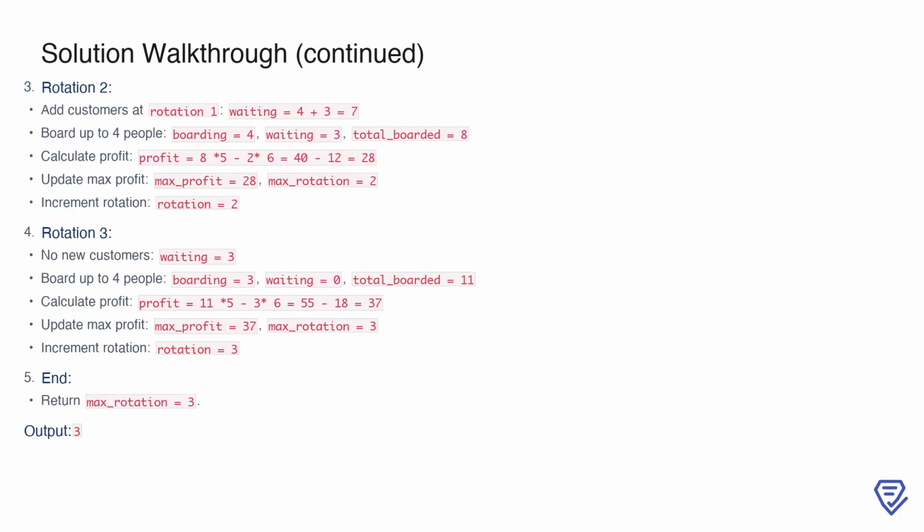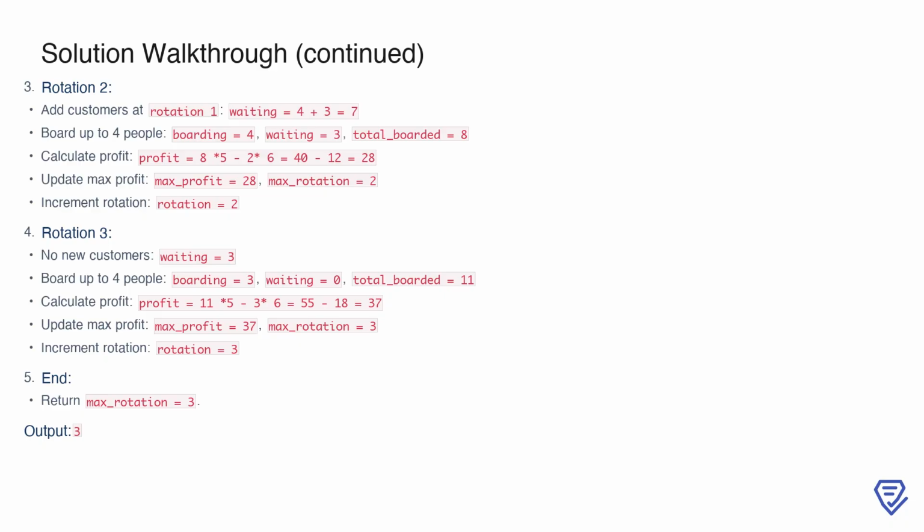Now, in the second rotation, 3 more customers arrive, adding to the 4 already waiting, making a total of 7 in the queue. Again, we board 4 customers, leaving 3 still waiting. The total number of boarded customers is now 8. The profit for this rotation is calculated as 8 times the boarding cost minus the cost of running the wheel twice, which comes out to 28. Since this is higher than the previous maximum profit, we update our maximum profit to 28 and note that it occurred in rotation 2. Moving to rotation 3, no new customers arrive, and the 3 waiting customers are all boarded.